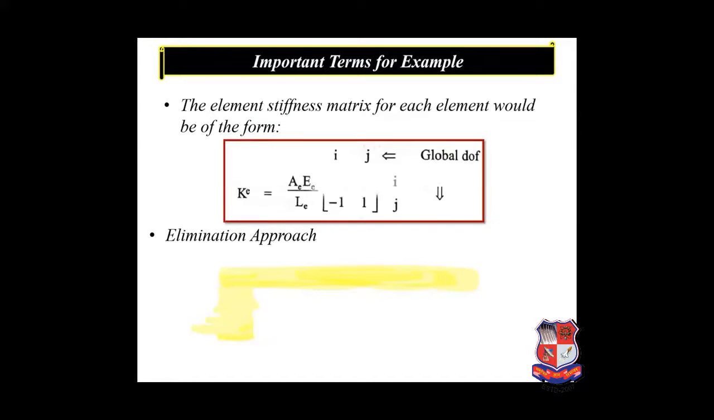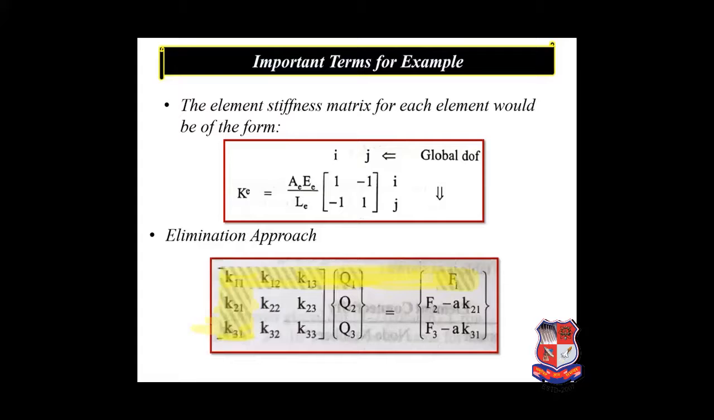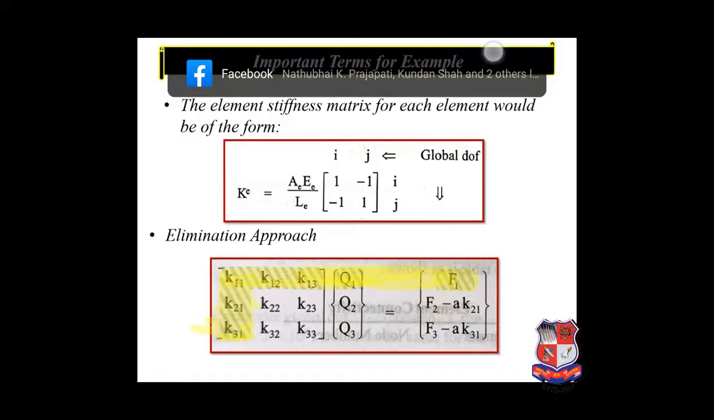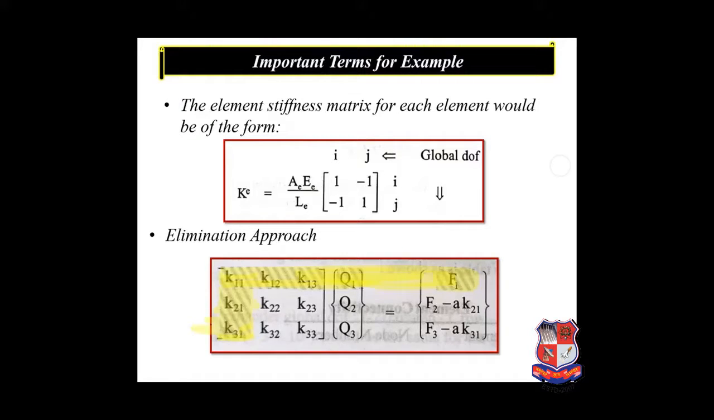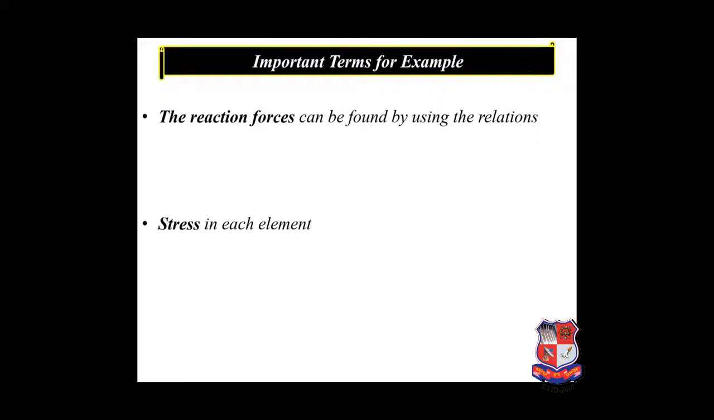Another thing we have to learn is the individual element stiffness, which we can find out as K is equal to AE upon L times [1 -1; -1 1]. Here we have to consider the global degrees of freedom to find the global stiffness matrix. So we have to consider the element-by-element approach, which is also important for our example.